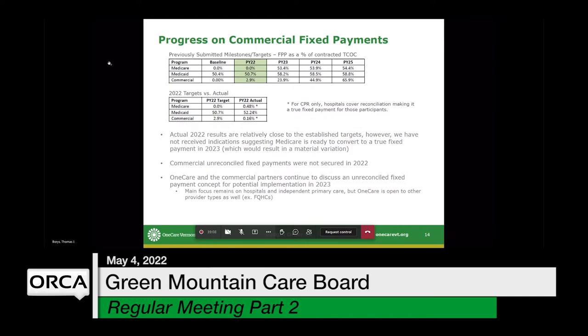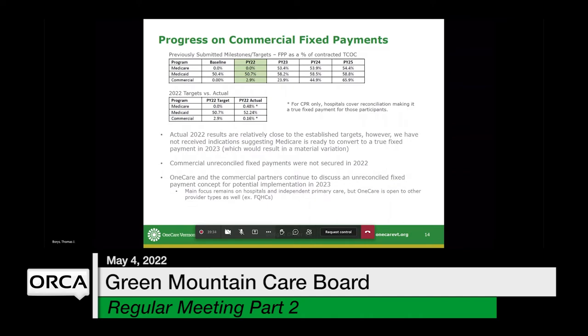Commercial fixed payments have been a hot topic lately, so I thought I'd spend a few minutes on it. I'm going to start with some targets. Milestones might even be a better term for it in this particular context, but we submitted some targets in a previous filing related to last year's budget order, I believe, where we outlined some goals or targets for getting greater fixed payment conversions in place across the OneCare network.